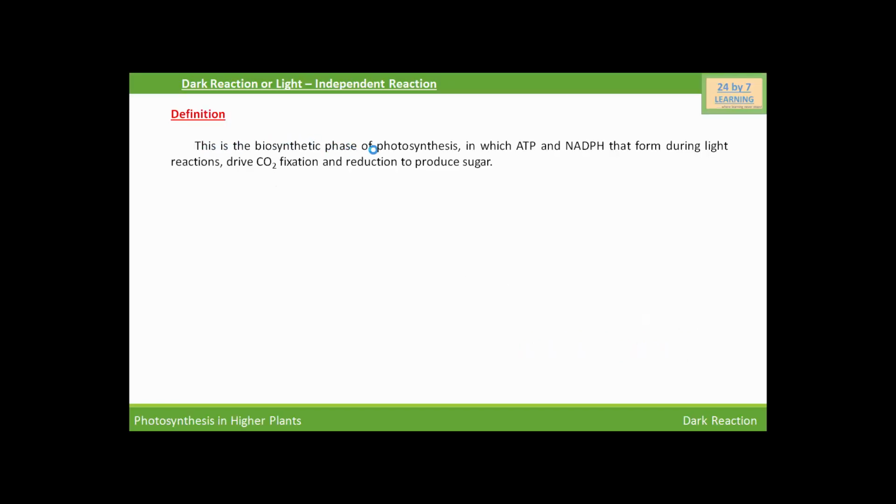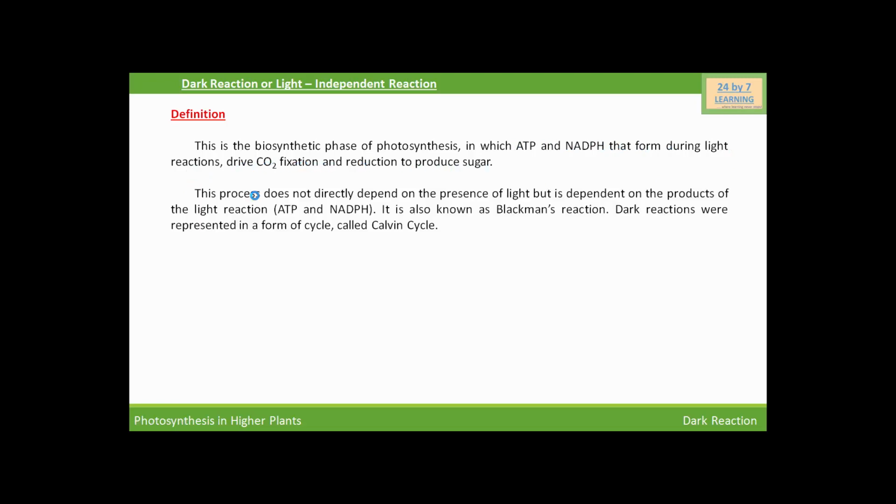This is a biosynthetic phase of photosynthesis in which ATP and NADPH that form during light reaction drive carbon dioxide fixation and reduction to produce sugar. This process does not directly depend on the presence of light, but it depends on the products of the light reaction. So dark reaction is also called light independent reaction because it does not depend on the presence of light, but it depends on the products of the light reaction like ATP and NADPH.